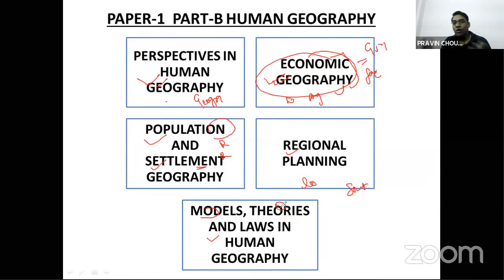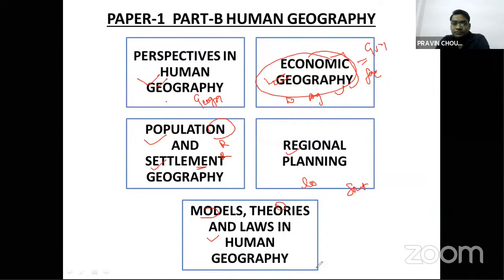Obviously that answer will give you very good marks if you use the names of the geographers who have given theories regarding the location of industries and agriculture in different parts of the world. Obviously this will give you good marks.